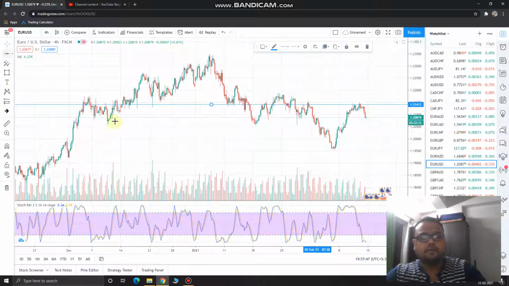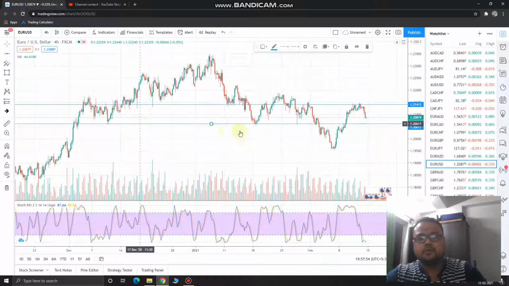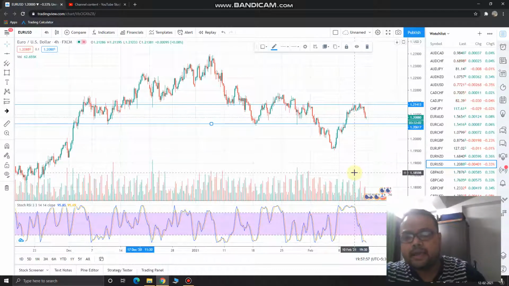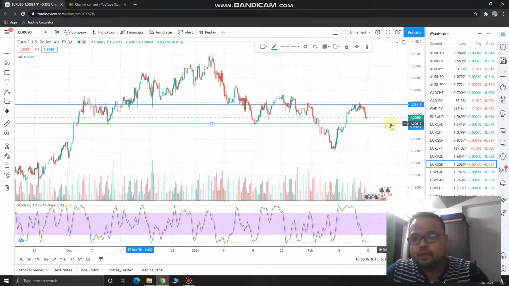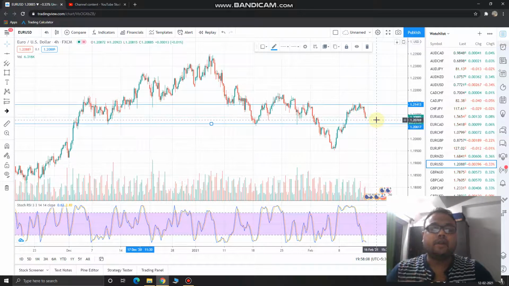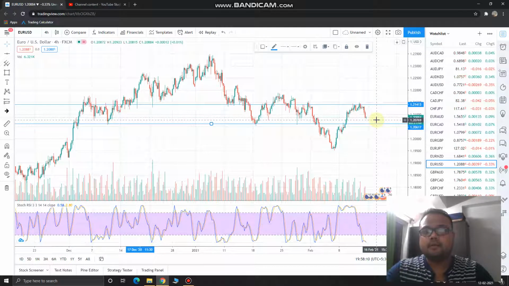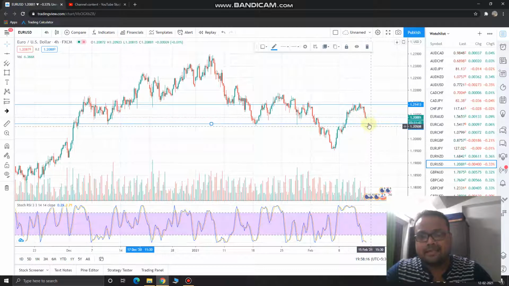The best place to place the buy order is this. Right now trading at 1.208, and our best buy position will be at 1.20617. So I'll say that right now it is in a no trading zone. You just need to wait. Just wait till it reaches this particular price level.